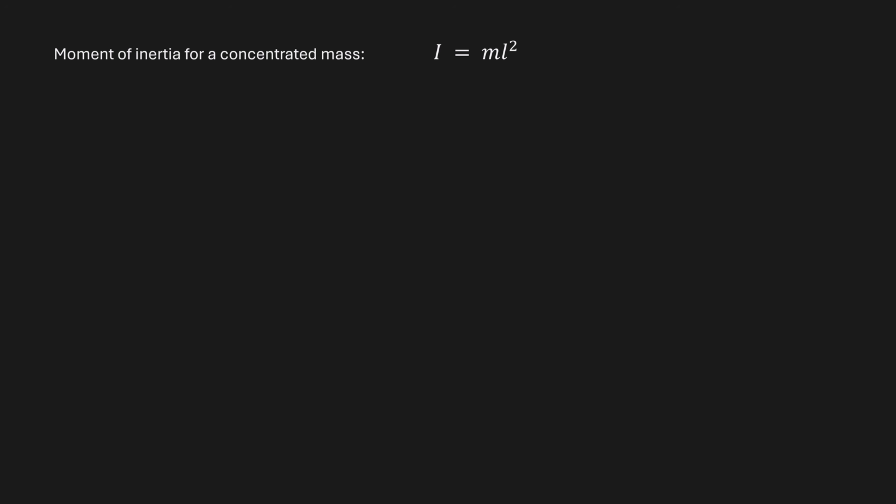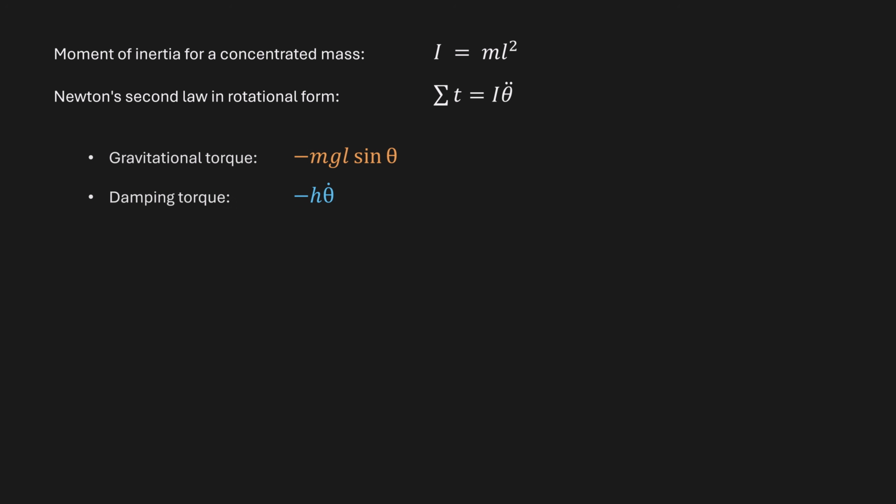Remembering that the moment of inertia for a concentrated mass is I equals m l squared, and that Newton's second law in rotational form is the sum of τ, where τ are the torques, equals I theta dot dot. And since we have the gravitational torque as minus m g l sine of theta, and the damping torque which is minus h theta dot, from the torque balance we know that this system can be described by the following ODE.